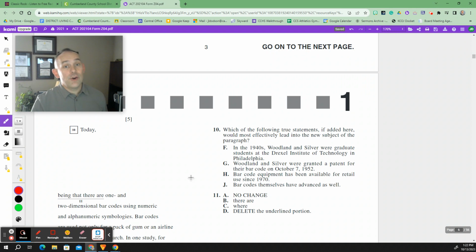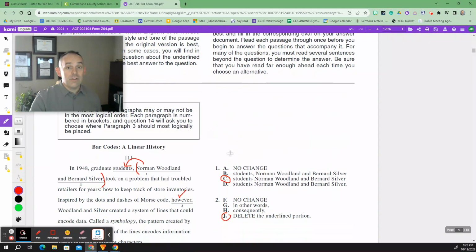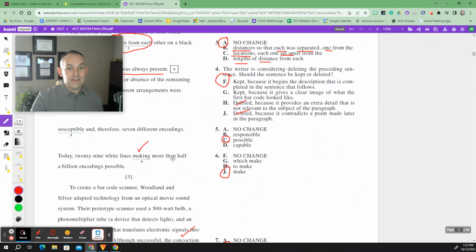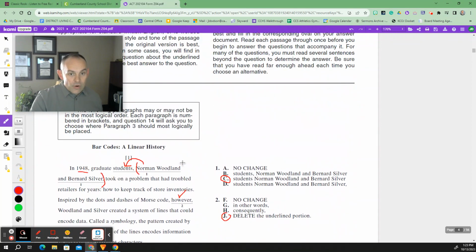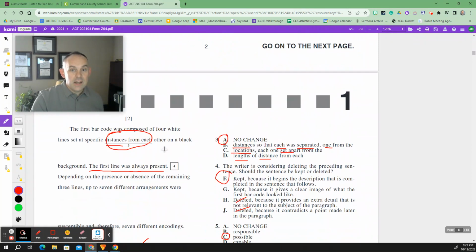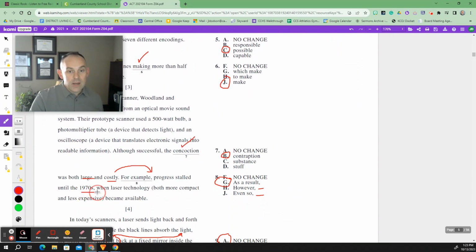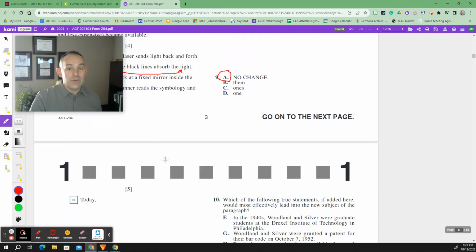We've got a box question for number 10. This one happens to be about the paragraph that follows. Which of the following true statements, if added here, would most effectively lead into the new subject of the paragraph? Typically on the ACT, passages are arranged chronologically, and this one shows me that it's chronological in the second word. It says 1948. And then if you just follow that development down, you're going to find that it goes in a chronological order. 1948 is when it began. Then they developed their own prototypes. By the 1970s, they were able to have some cost-effective materials to do that in today's scanner. So we're moving into modern times.